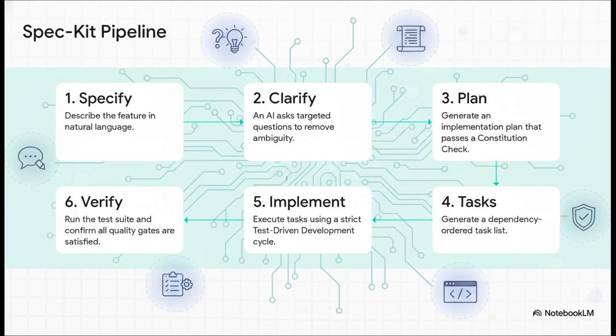You start by specifying a feature, just in plain English. Then an AI comes in and clarifies any fuzzy parts. Only after that's done does it generate a plan, break it down into tasks, implement the code, and finally verify it. And get this, each stage is a quality gate. You literally cannot move on to the next step until the current one is absolutely perfect.